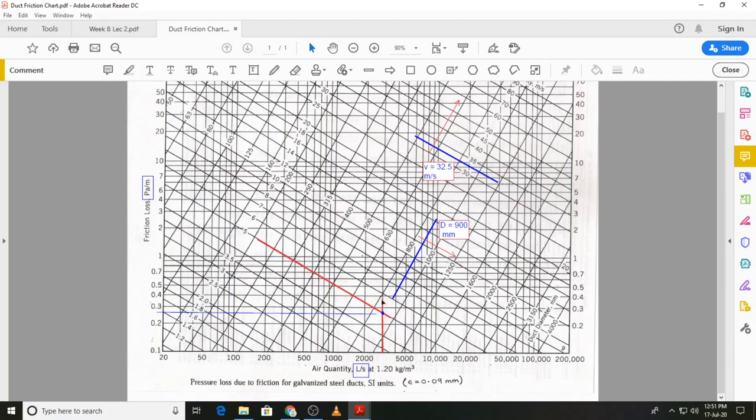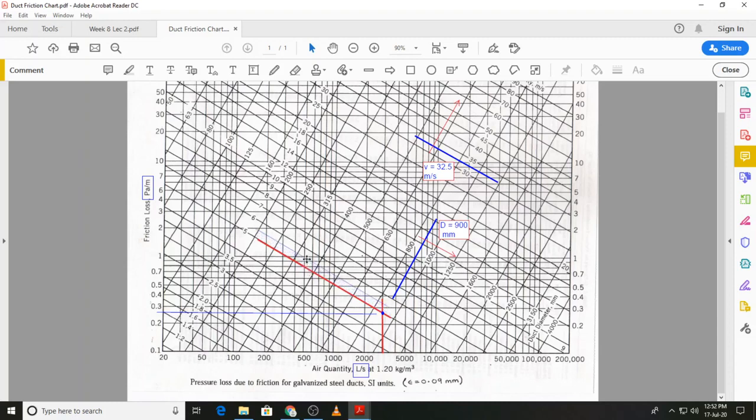So you draw a vertical line, and then you draw a line which has a velocity of 5 meters per second. Where they intersect, you draw a horizontal line that you can see over here, and then read the value from the scale for the friction loss, and the value over here we can see is around 0.275 pascals per meter.